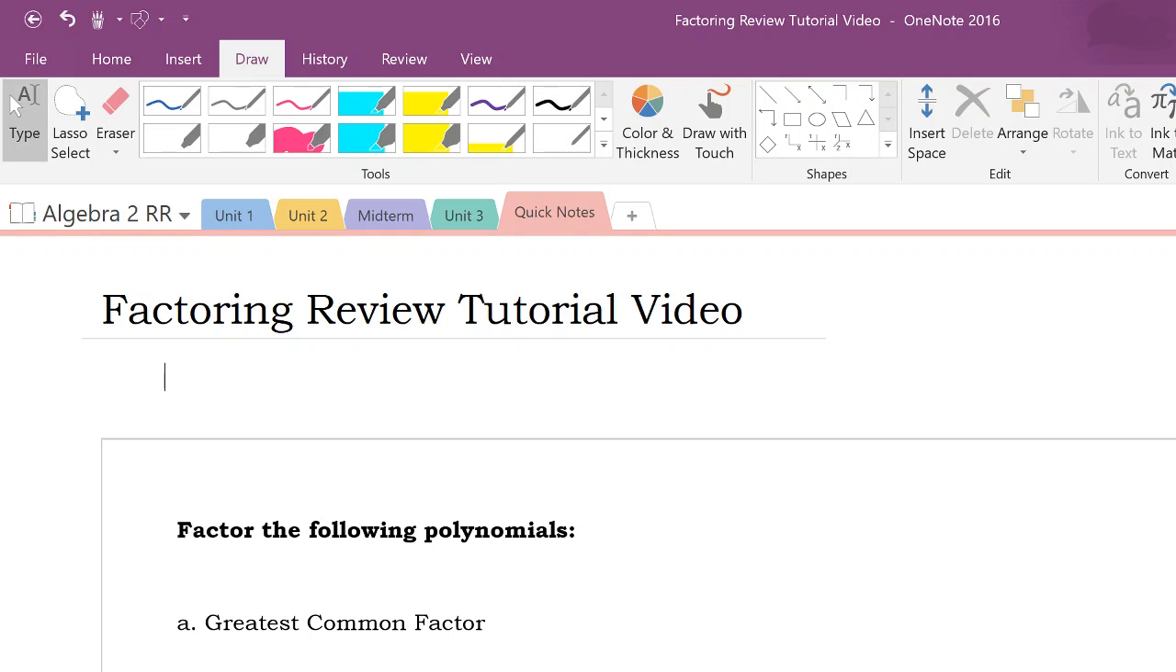We went over a bunch of methods in class: greatest common factor, difference of squares, grouping, trinomials, and a combination of the methods that I just mentioned. So I want to go through them one by one and then practice some solving at the end, so that way we're ready for our next test that's coming up and for midterms.